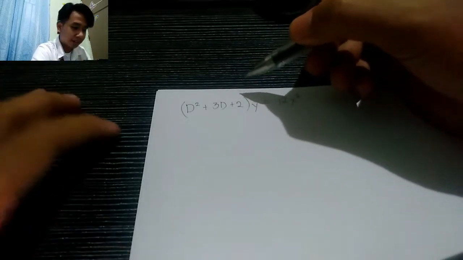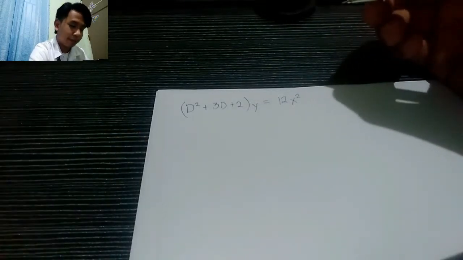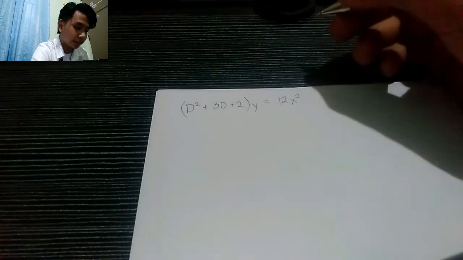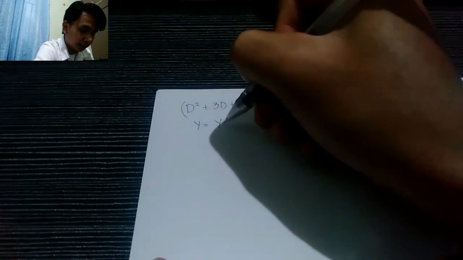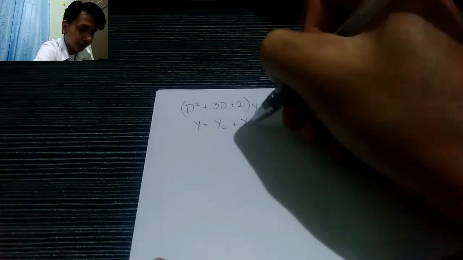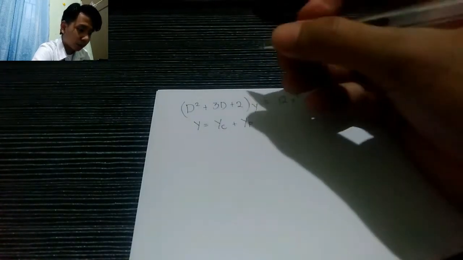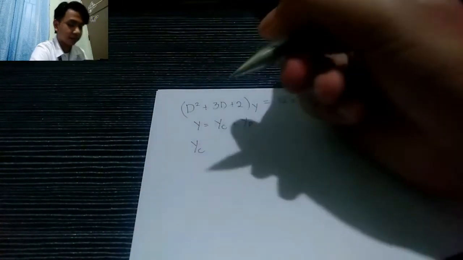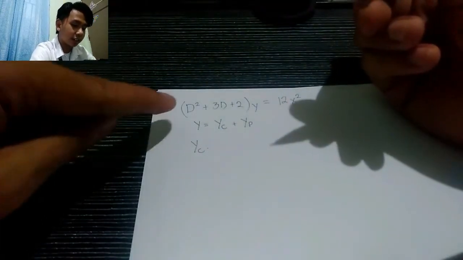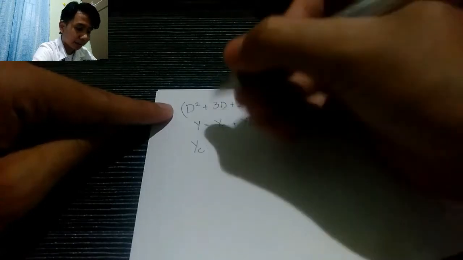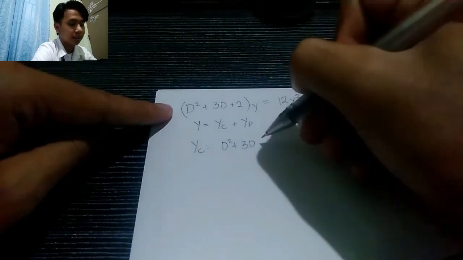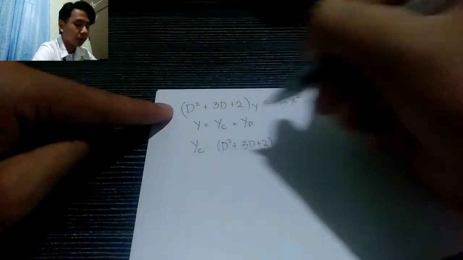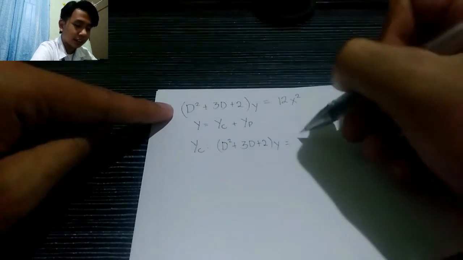plus 3d plus 2y is equals to 12x squared. So, una natin gagawin, kukunin muna natin yung kung ano formula. So, y is equals to yc plus yp. And una natin kukunin ay yung yc. Yan. So, kunin muna natin tong nasa left side. D squared plus 3d plus 2 y, then equate natin sa 0.